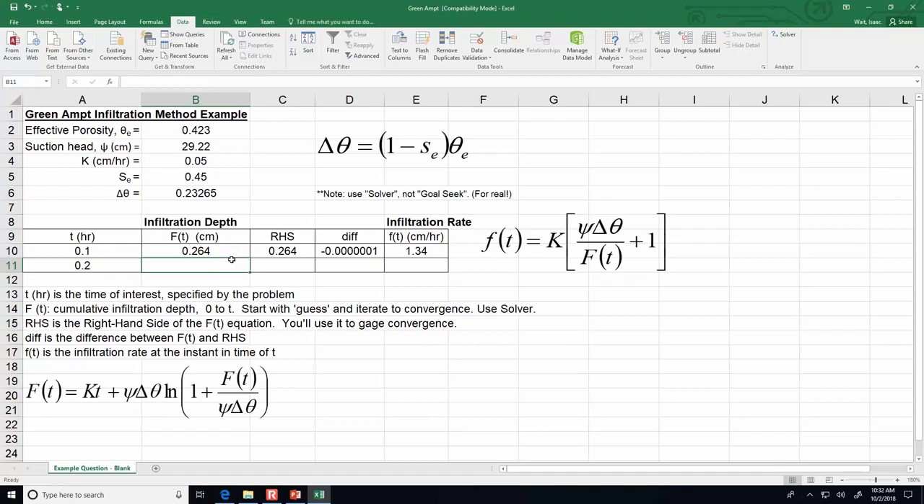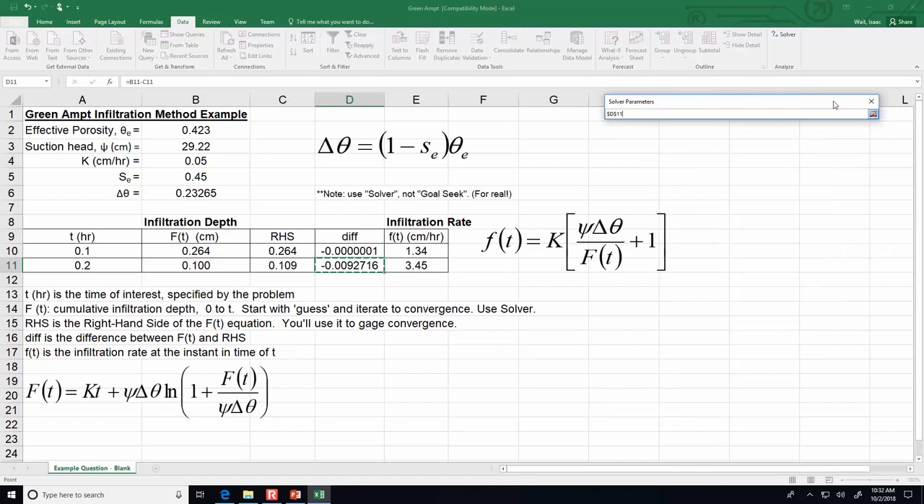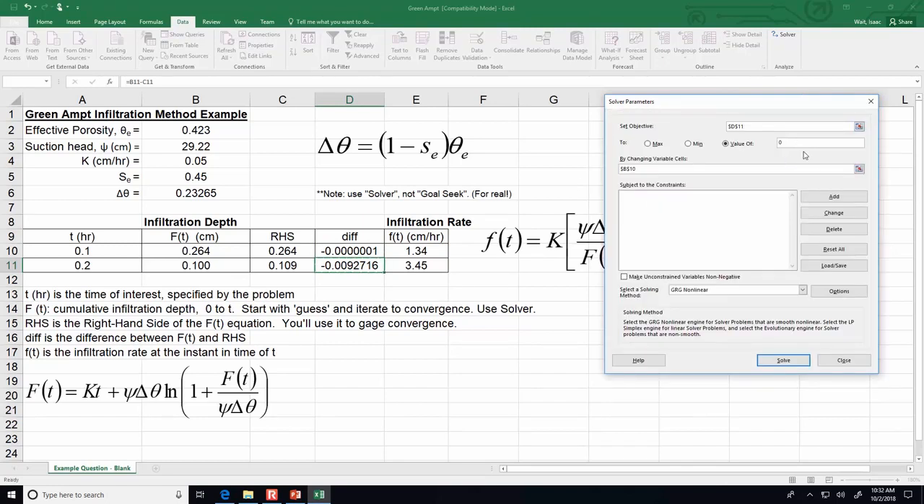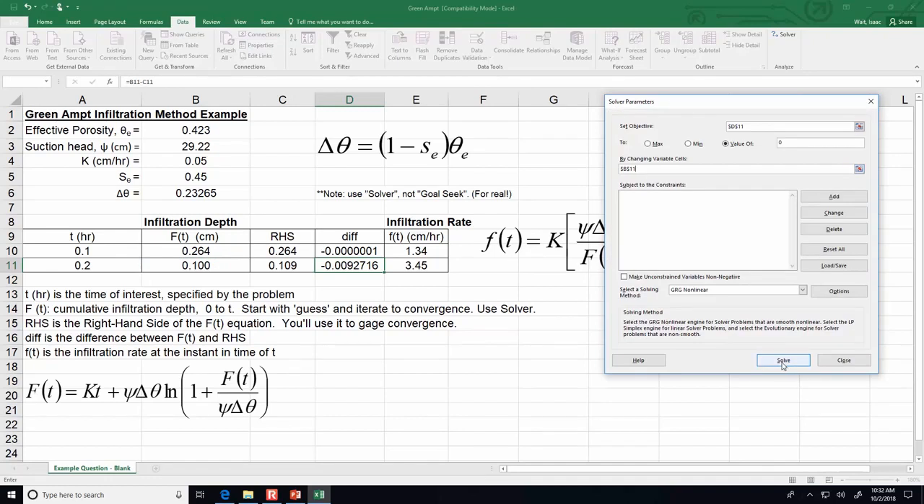I just put in some guess here, 0.1. I can drag the formula down, but I'm going to have to goal seek a second time. So let me do, again, the goal seek where I'm using solver. I guess I shouldn't call it goal seek if I'm using solver. Set the objective to the difference is equal to 0 by changing this B11, so our new infiltration depth. Click solve.